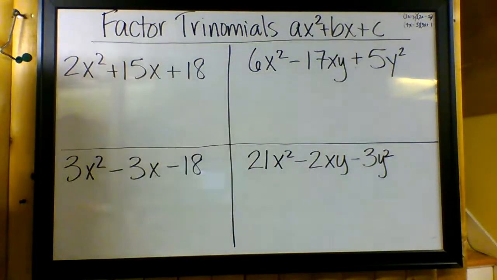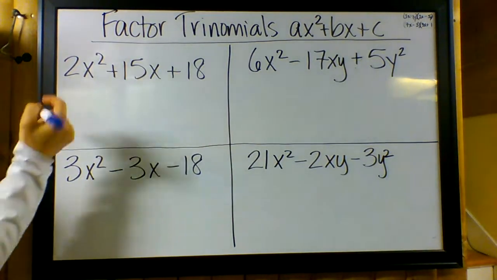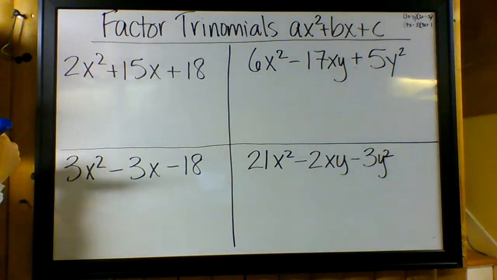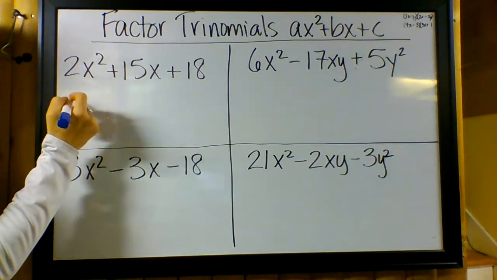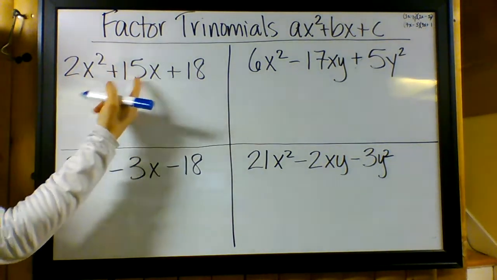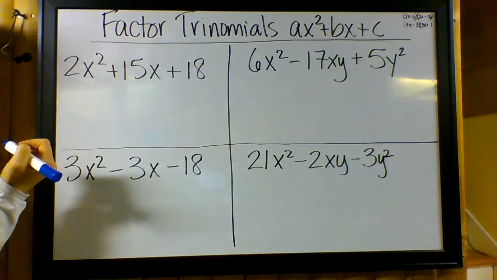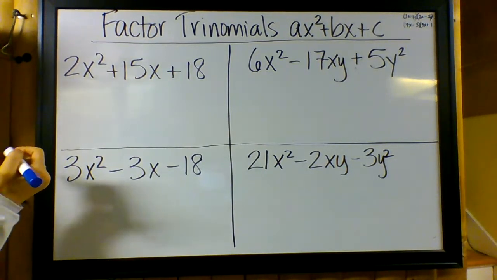Hopefully I won't cause too much shade on the board here with the lighting. Let's see. I've got a 2x squared leading this trinomial. Let's look for a greatest common factor first. 2, 15, and 18, I don't see one. I'm always going to check for a greatest common factor first. I don't see one here.